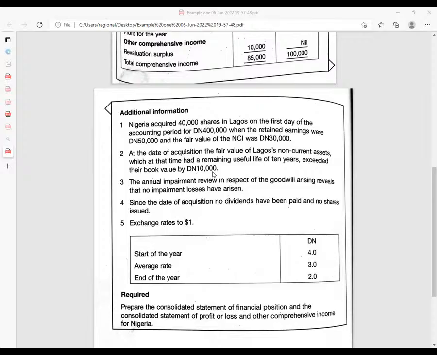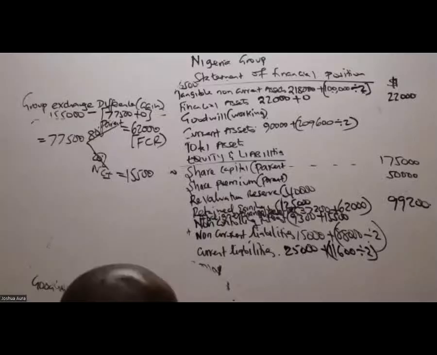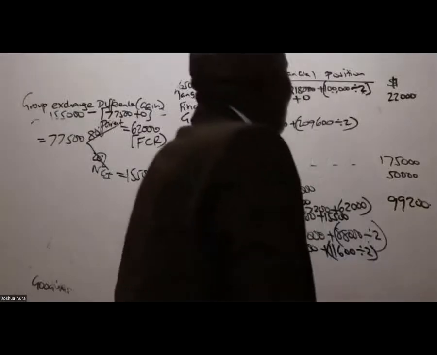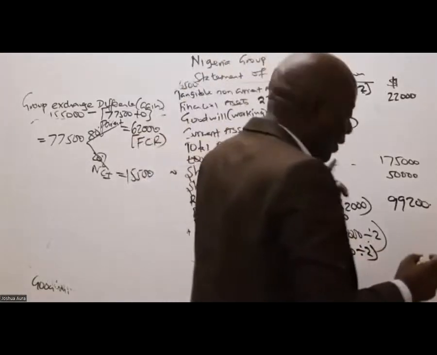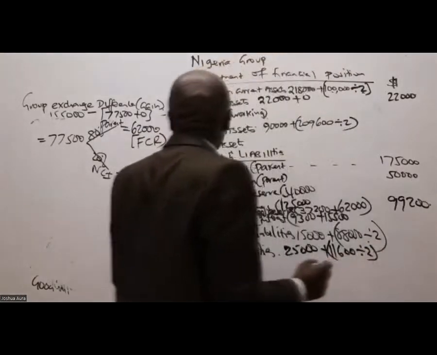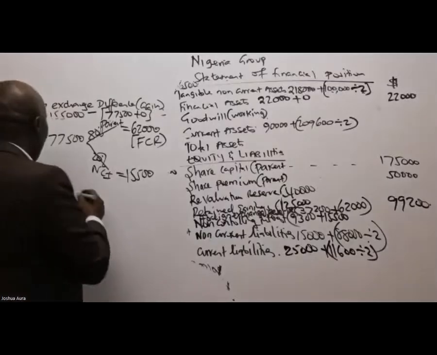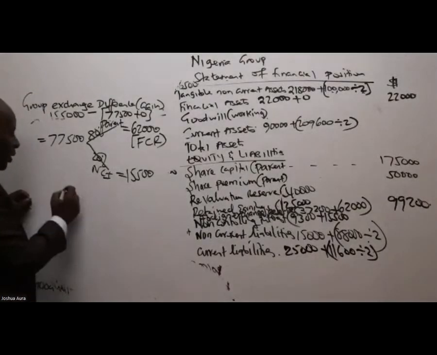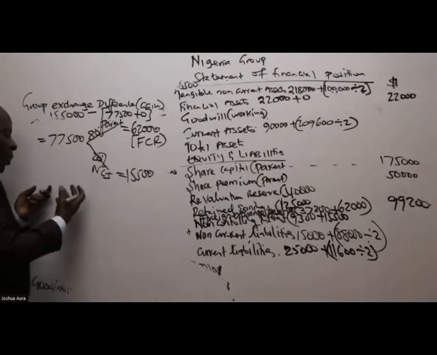When we revalue our assets upwards, what do you think happens to our property, plant, and equipment? So our property, plant, and equipment will increase. So we need to do an analysis of this fair value adjustment. I want to be very clear here. Ladies and gentlemen, remember at acquisition, we did a revaluation upwards of how much?